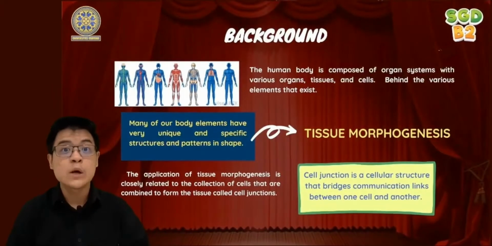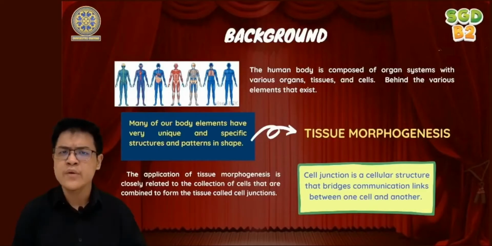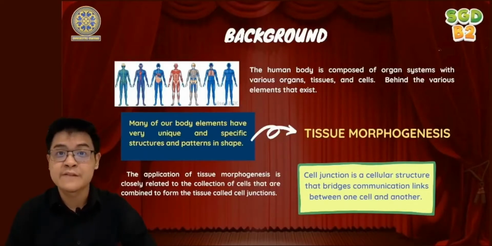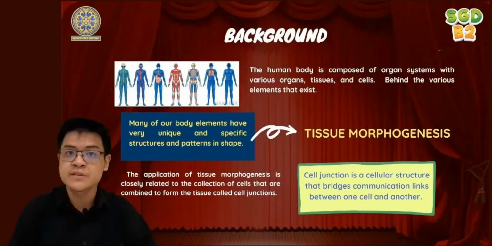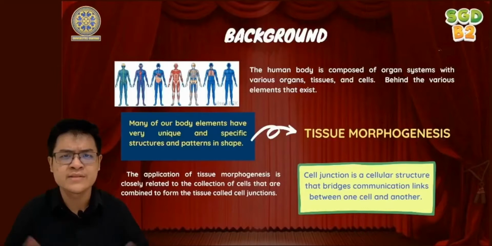The human body is composed of organ systems with various organs, tissues, and cells. These elements have various forms and patterns that support their main function in doing our daily activities. Behind the various elements that exist, it turns out that many of our body elements have very unique and specific structures and patterns in shape. Some examples are distinctive bone shapes, patterns of mesenchymal cell arrangement, the shape of the heart with its structured blood vessels, and so much more.